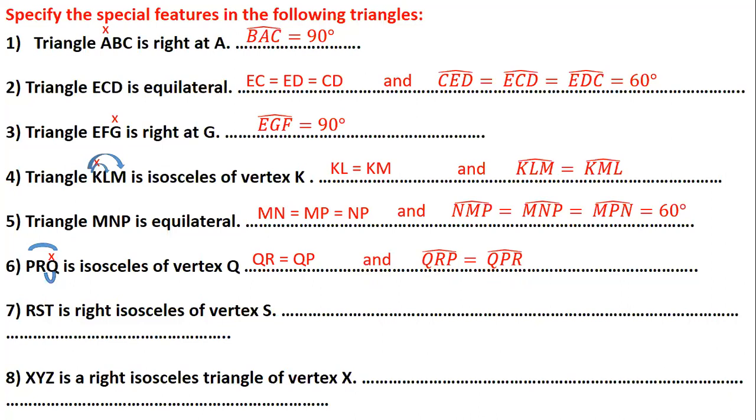Now in number 7, I want to ask Razan. Yes, Razan. Yes, miss. Triangle RST is right isosceles at vertex S. What does a right isosceles triangle have? One right angle, two equal sides and two equal angles. Right. The right angle is at which vertex?